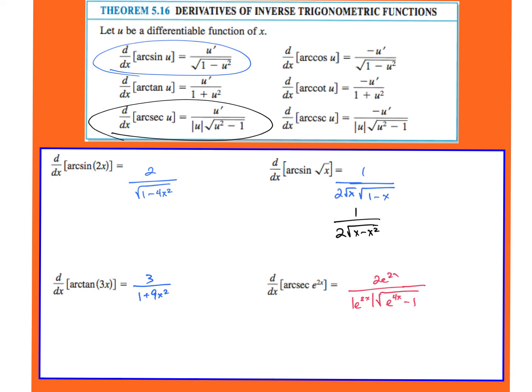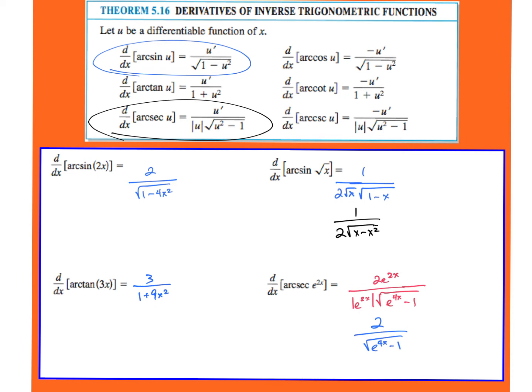2e to the 2x. Now, they will not have that on their answer. What happens? The e to the 2x's cancel. So they're going to be leaving it with 2 over the square root of e to the 4x minus 1.